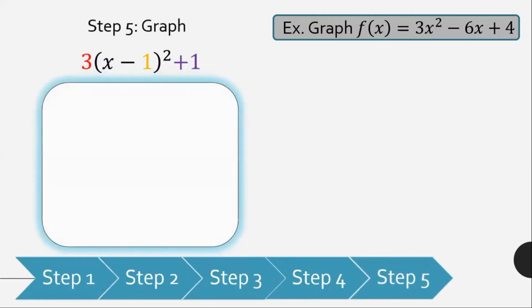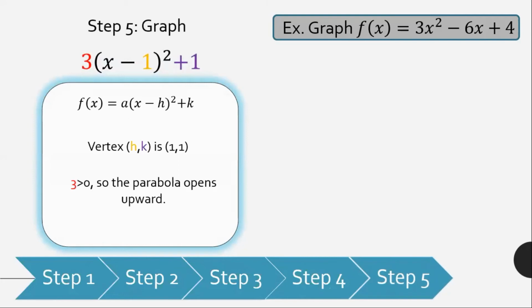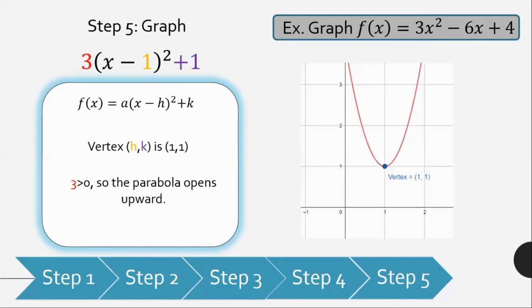I will often collect my thoughts in these, I call them work boxes. So we got it in standard form now. Now we're ready to get our results. The vertex will be 1, 1. Be careful. Looking at the standard form, you can see that it's a negative h, but a positive k in the formula. As a is positive, it's a 3. We will say the parabola opens upwards. A quick sketch will reveal that this quadratic will have no x-intercepts.